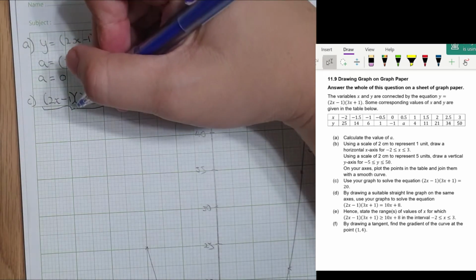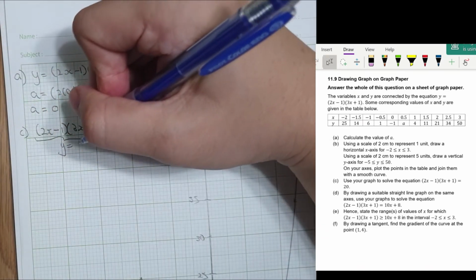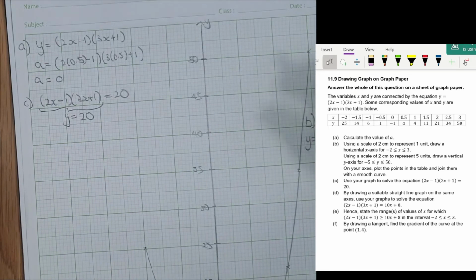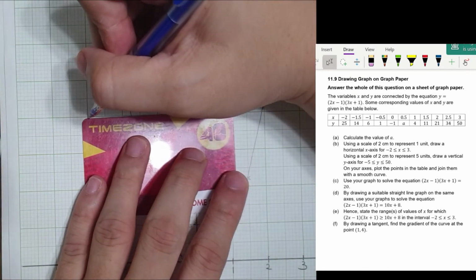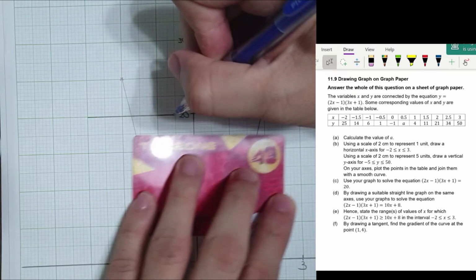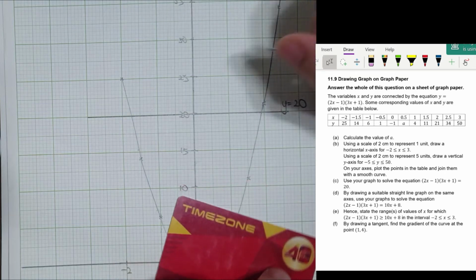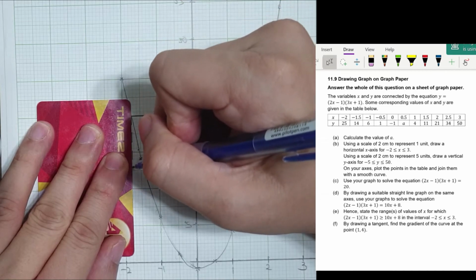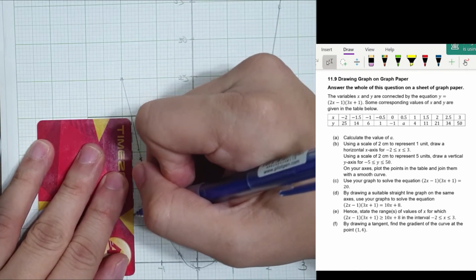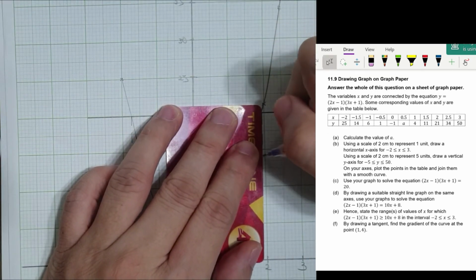At the start, it says that this is equals to y. So I can replace it by y equals to 20. And in this topic, y equals to 20 is what kind of line? It's a horizontal line. So looking at 20, I draw a horizontal line of y equals to 20. At the point of intersection, I do a dotted line downwards.